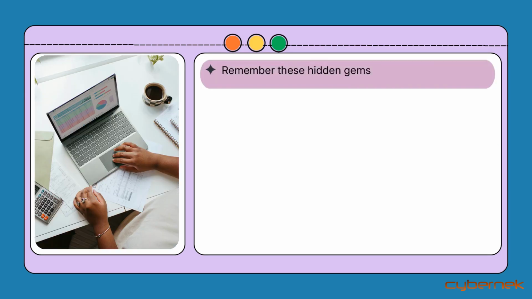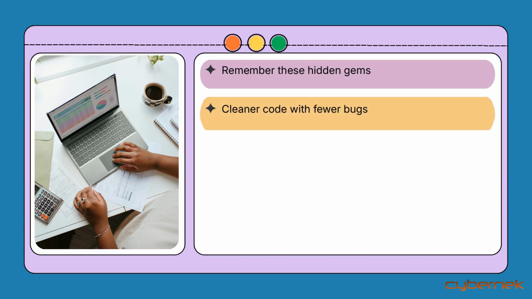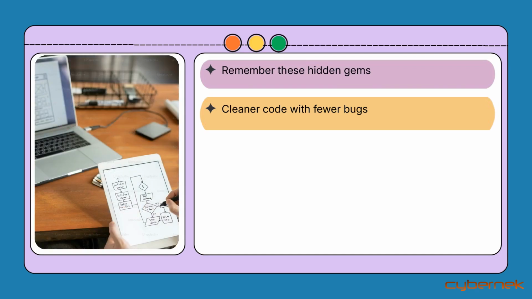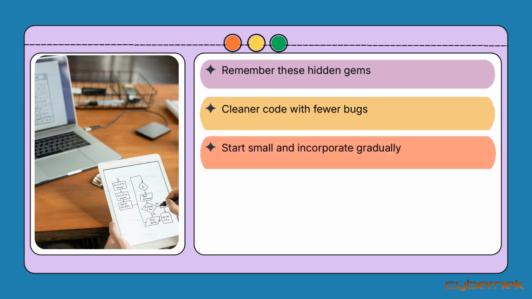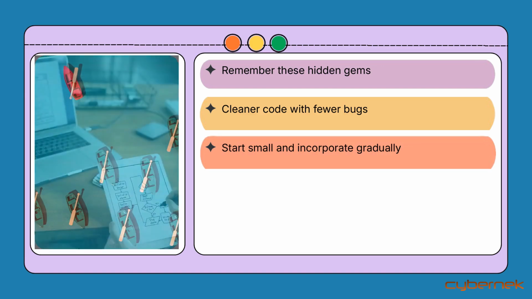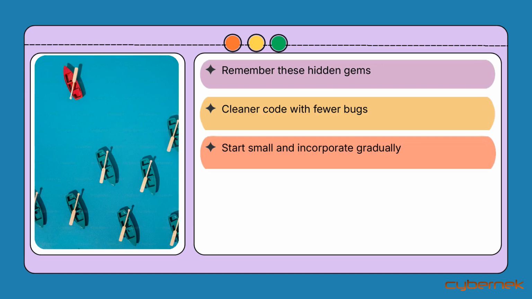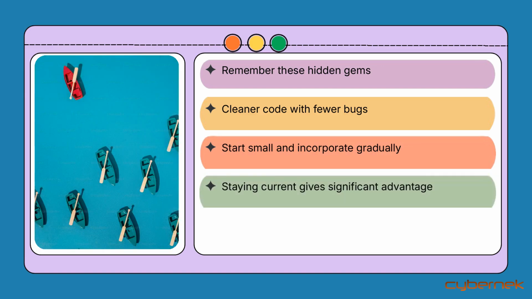The next time you're writing JavaScript, remember these hidden gems. Your code will be cleaner, your bugs fewer, and your fellow developers will wonder how you became so much more productive. Start small. Pick one or two features that solve problems you face regularly and gradually incorporate them into your workflow. JavaScript continues to evolve, and staying current with these lesser-known features gives you a significant advantage.